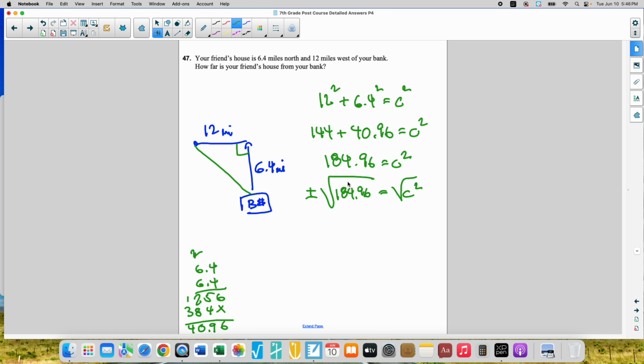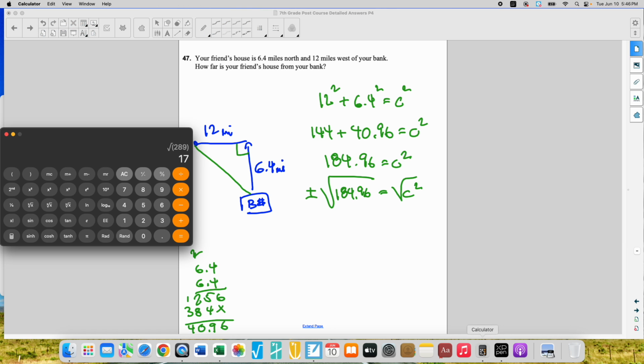184.96. I'm going to use the calculator on this one. This one, I don't know. I can't guess that one. So, 189.96. We're going to take the square root, and we get, ooh, doesn't even say to round.